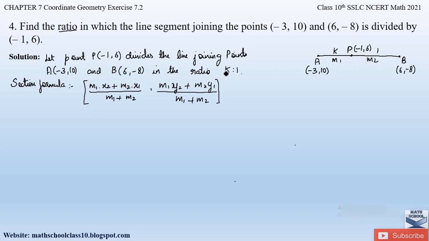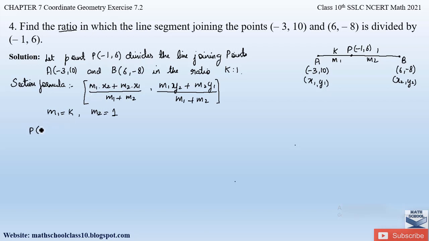Since we assumed the ratio to be k is to 1, we will substitute m1 equal to k and m2 equal to 1 in the formula, and also let us assume point A to be (x1, y1) and point B to be (x2, y2). So now let us apply the section formula. As I told you already, the coordinates of the point P, that is (-1, 6), is already given. So we will equate this to our section formula.